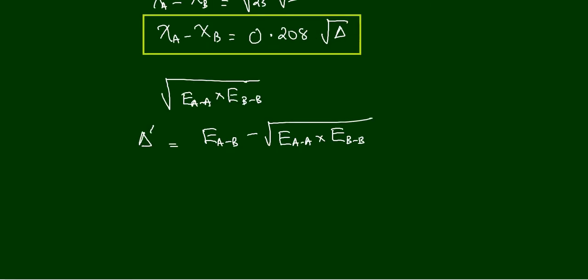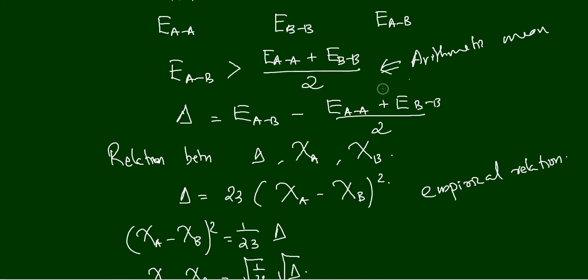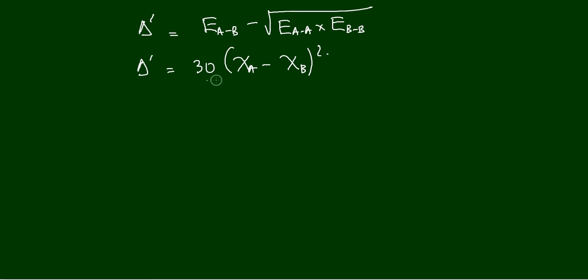And from this delta dash, again Pauling reached another empirical relation. That empirical relation is delta dash is equal to 30 into (chi A minus chi B) the whole square. So what is the difference here? Here it is 30 instead of 23. Here we used 23 when we considered the arithmetic mean. And when we are considering the geometrical mean, then the new relation is delta dash is equal to 30 into (chi A minus chi B) the whole square.